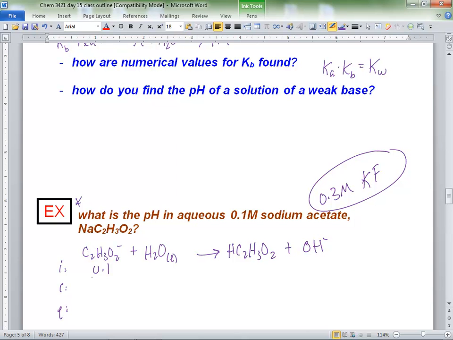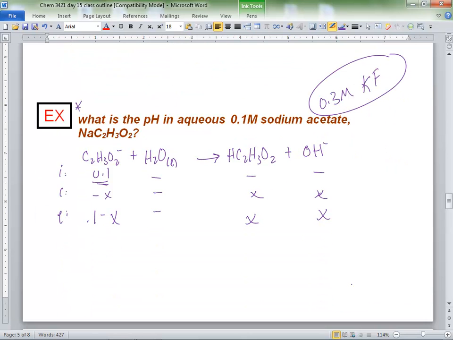So that's why Zach put a 0.1 right there. Under water, nothing, right? There's nothing there initially. Negative X, 0.1, negative X. Hopefully that's how you'd fill in your ICE table. And then we need to write Kb, which would be products over reactants. And you'd write what, Monica? Minus X. Okay, now we've got to get a Kb though.